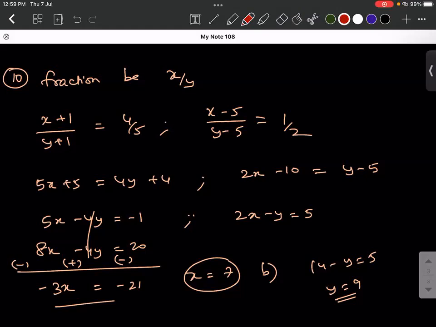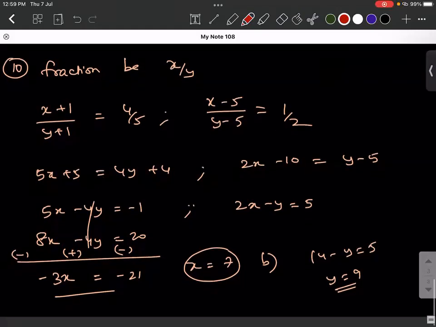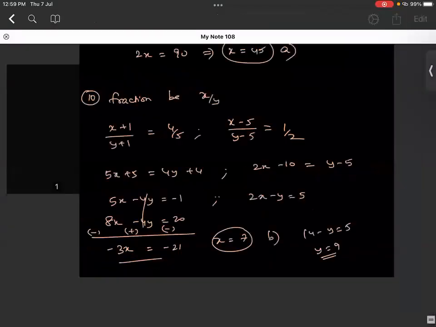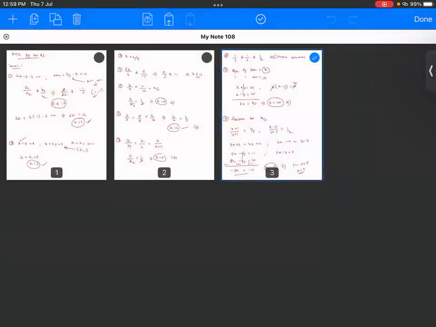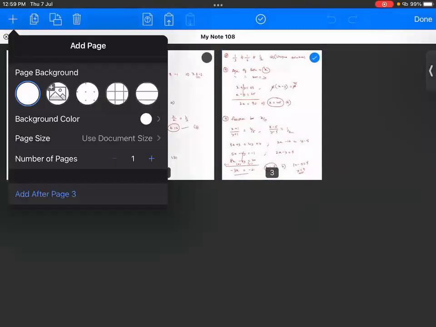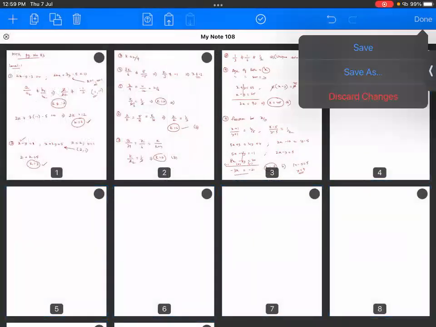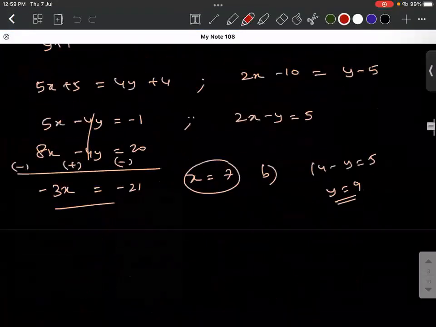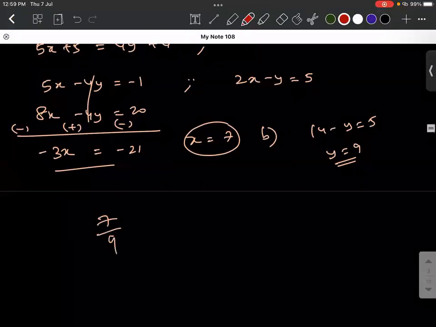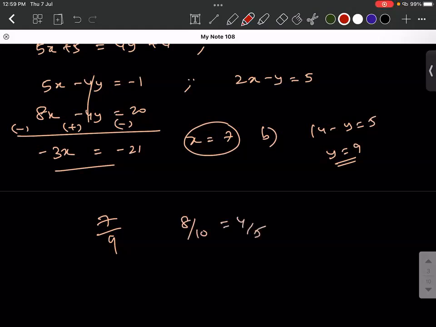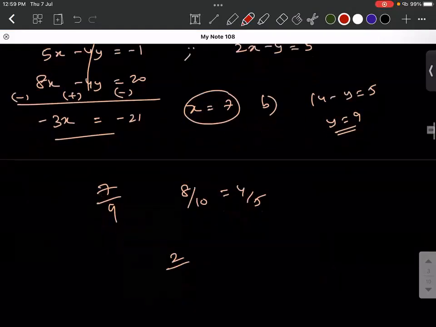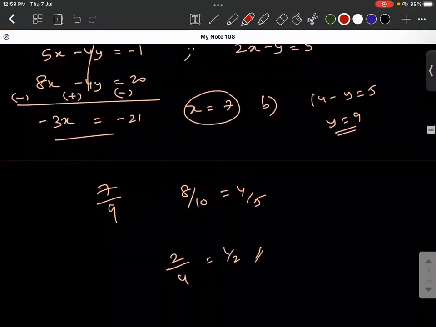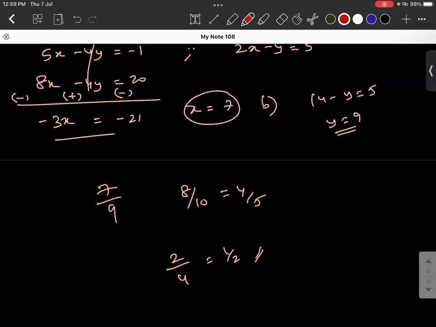So the fraction, if they ask, the answer is 7 by 9. See, suppose the same question comes in the CBSE part in your board exam, you know how to verify, right? How will you verify whether the answer is right or wrong? So 7 by 9. You need to add 1 to the numerator and 1 to the denominator, which will give you 8 by 10, which is 4 by 5. Similarly, if you subtract 5, 2 divided by 4, which becomes half. So it is right. 7 by 9 is the right answer.